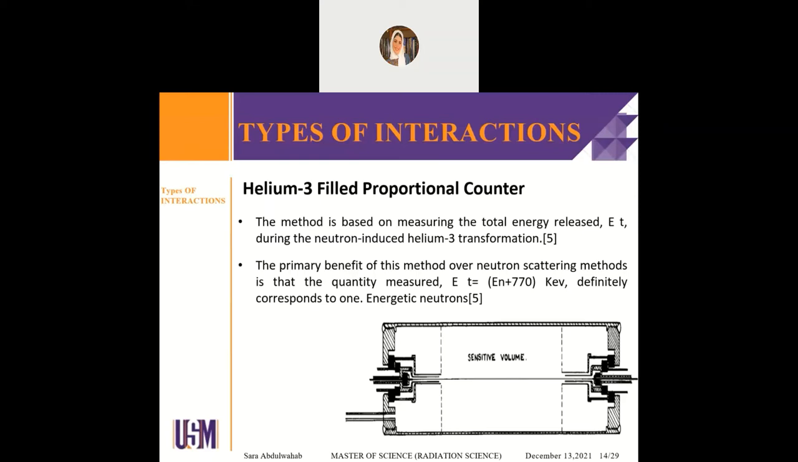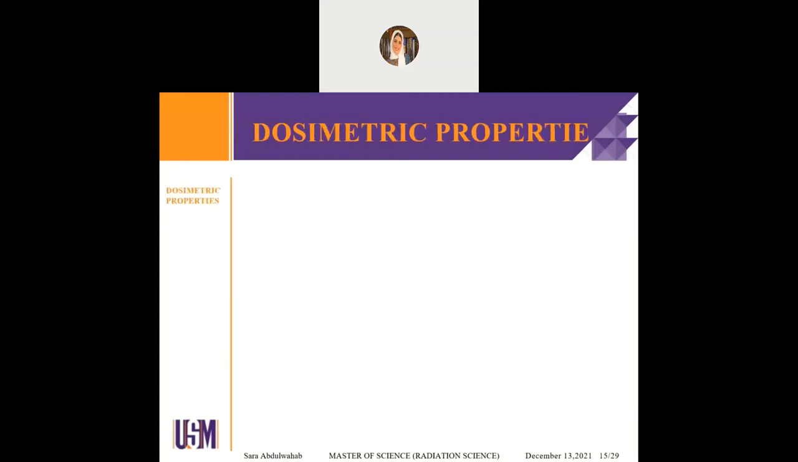So that's one. The other thing is the primary benefit of this method, that we are making sure that the quantity measured definitely corresponds to the incoming quantity. So the outcoming is corresponding to the incoming. Now let's move on to something else, the dosimetric properties.